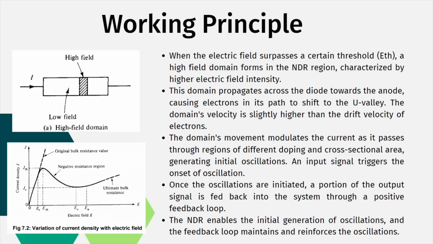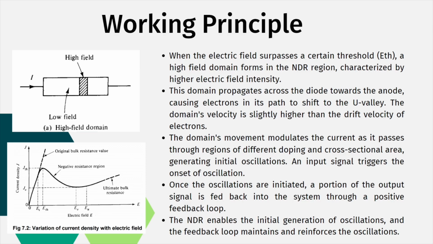Once there is initial oscillation, we need to perturb this oscillation with an external input signal. This will trigger the onset of oscillations. Once the oscillations are initiated, a portion of the output signal is fed back into the system through a positive feedback loop to maintain the self-sustained oscillation of the Gunn diode. The NDR enables the initial generation of oscillations, and the feedback loop maintains and reinforces the oscillation so that it will reoccur and become self-sustained.